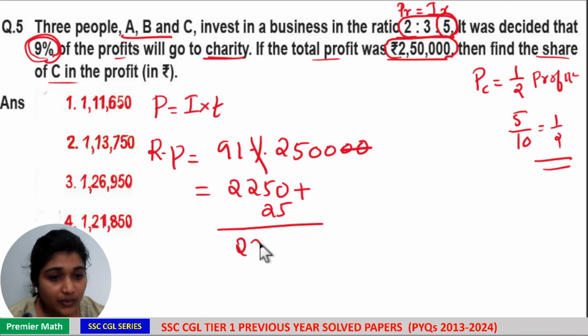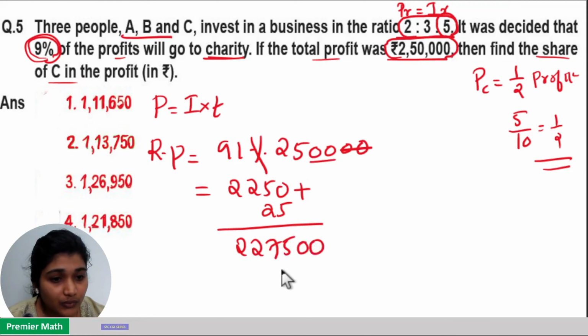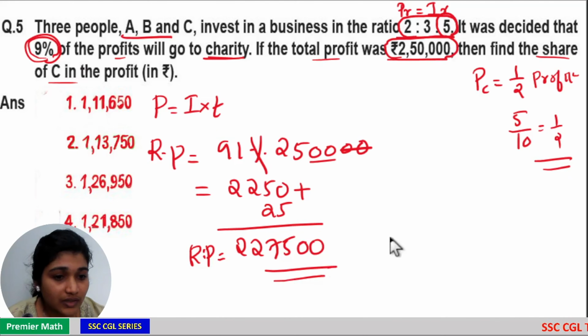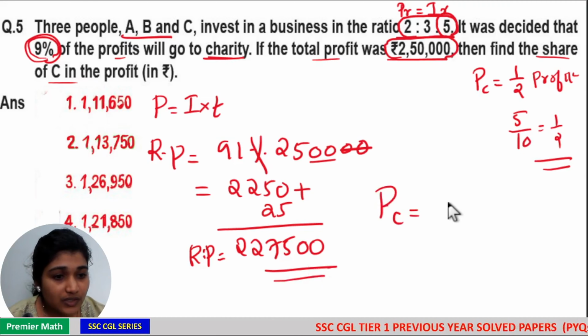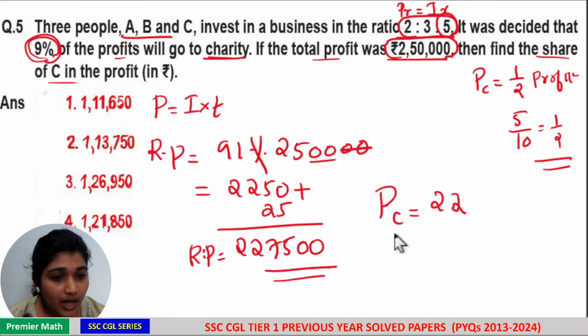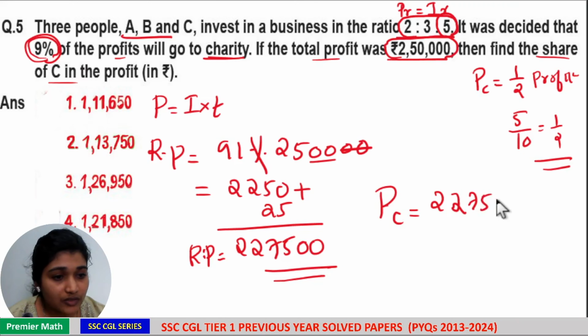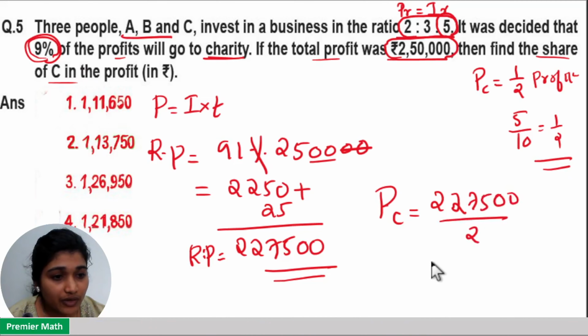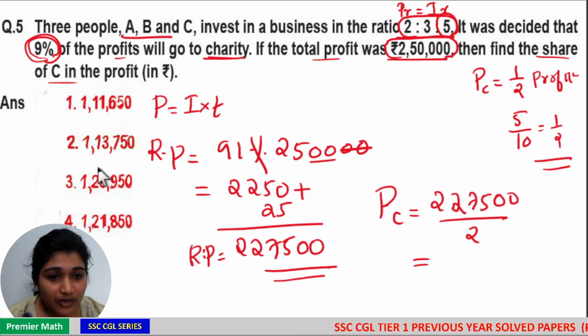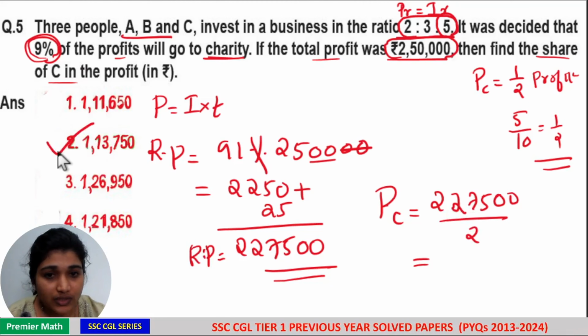So the total is 2275, and here we have double zero. So this is the remaining profit, and half of it is the profit of C. So the profit of C is equal to half of the remaining profit, that is 227500 divided by 2, which is equal to 113. The first three digits will be 113. If you look at the options, option 2 is your answer.